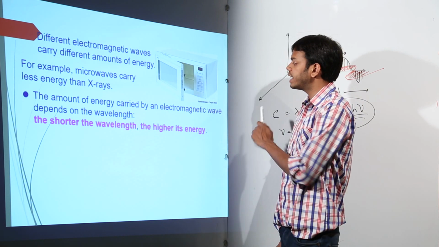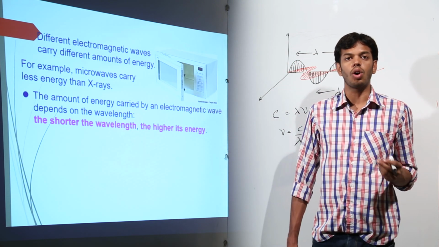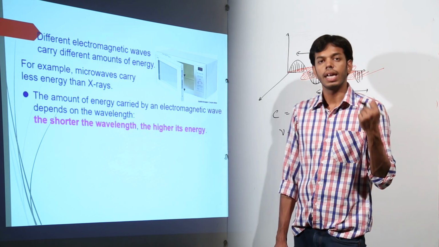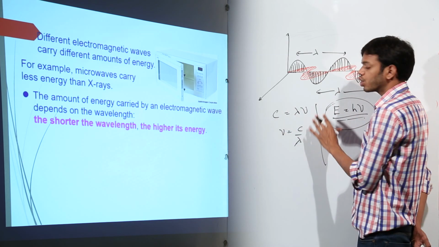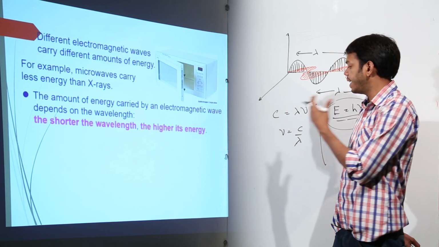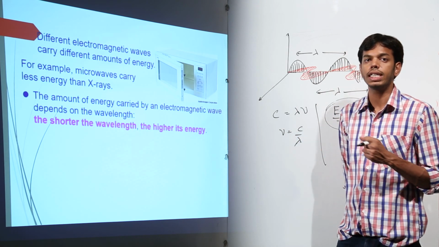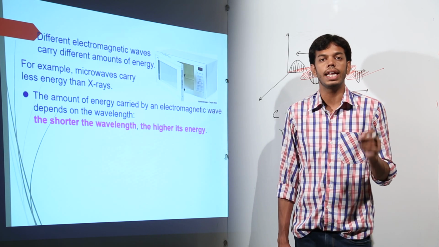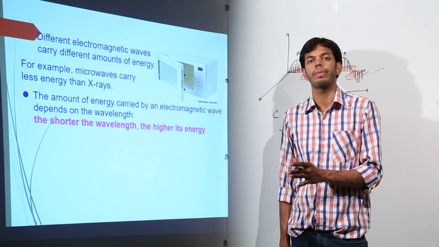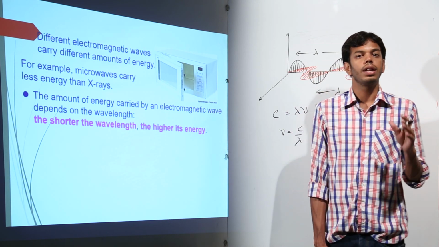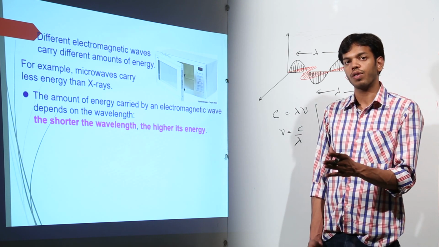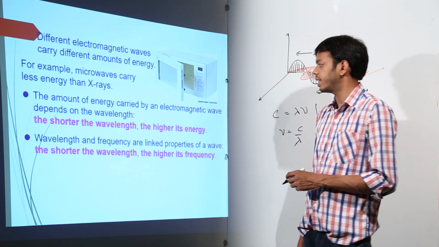So the amount of energy carried by an electromagnetic wave depends on what? Wavelength. See, energy is a direct function of frequency. So indirectly, energy is inversely proportional to wavelength. So what you can say is, the higher the wavelength, the lesser will be the frequency and the lesser will be the energy. The lower the wavelength, the higher will be the frequency and the more will be the energy.